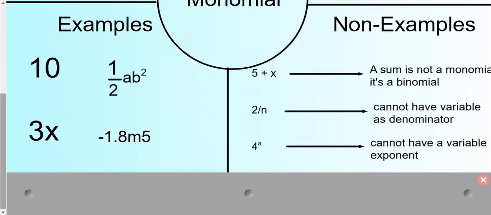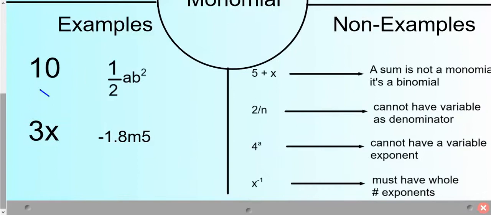It could be a number. It could be a variable. It could be a product of numbers and variables. And this should actually say negative 1.8 m to the fifth here. The number part, the numerical value, the coefficient, can be positive, negative, fractions. That's okay. But the exponent has to be a whole number.